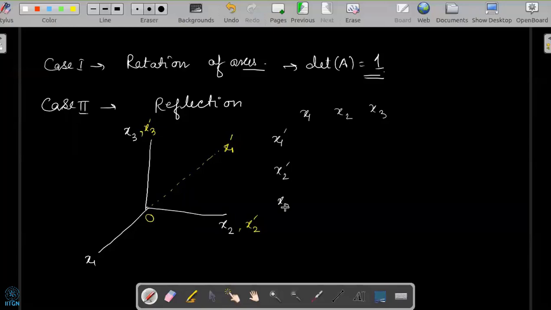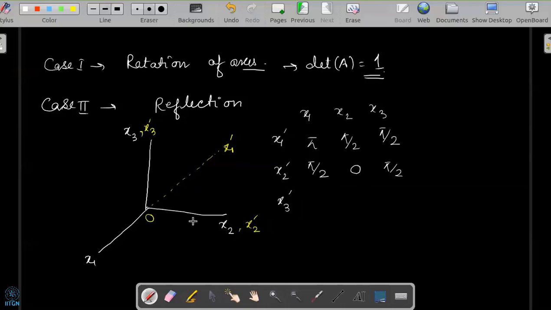So if you see, the angle between x1 prime and x1 is 0, and the angle between x1 prime and x2 is pi by 2. Similarly, x2 prime and x1, it is pi by 2. x2 prime and x2, it is 0. x2 prime with x3, it's pi by 2.